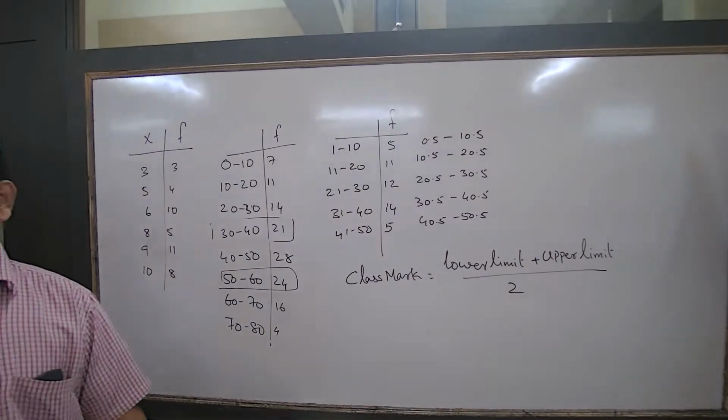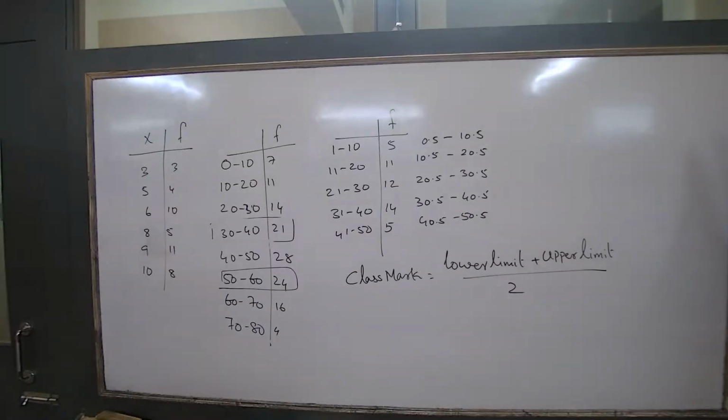Third one, class size. What's the formula? Upper limit minus lower limit. Upper limit minus lower limit. And the range, largest minus least value. Range is largest minus least value.